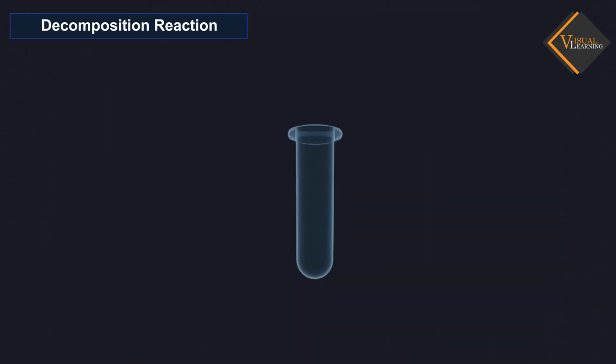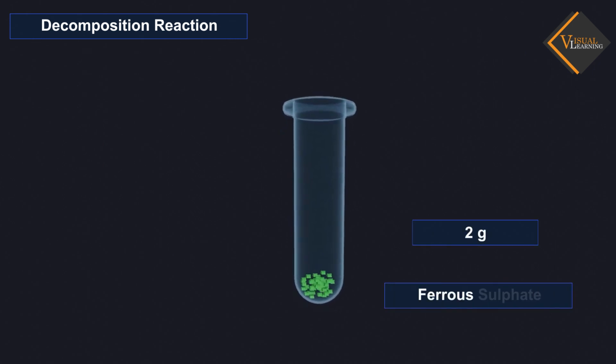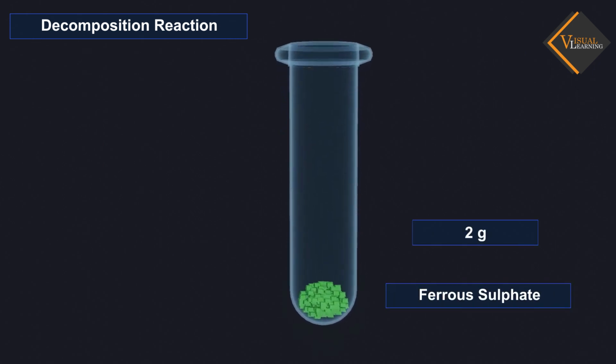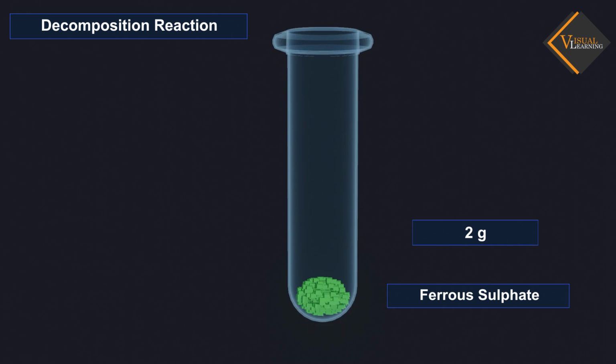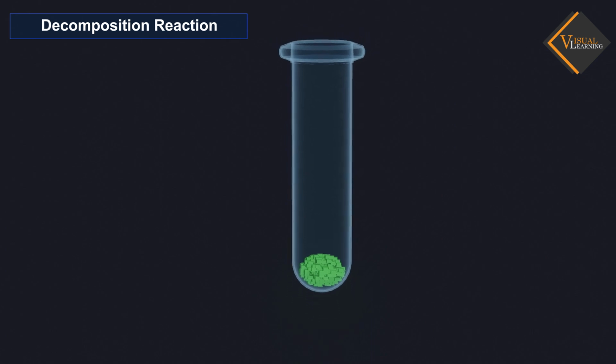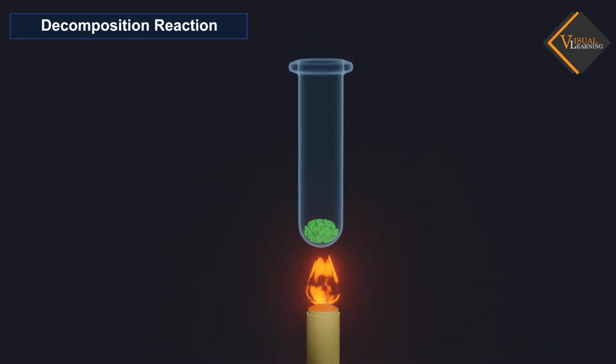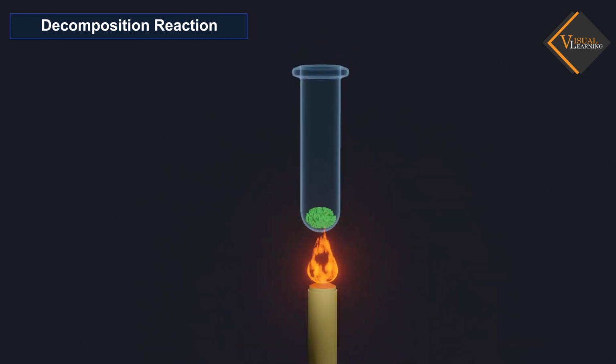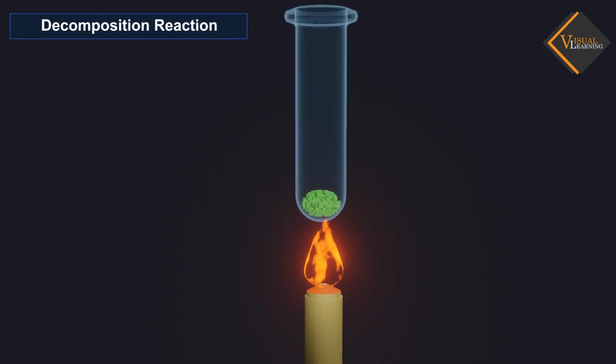Decomposition reaction. Take about 2 gram ferrous sulfate crystals in a dry boiling tube. Note the color of the ferrous sulfate crystals. Heat the boiling tube over the flame of a burner or spirit lamp as shown. Observe the color of the crystals after heating.